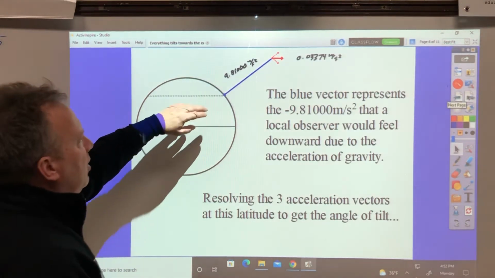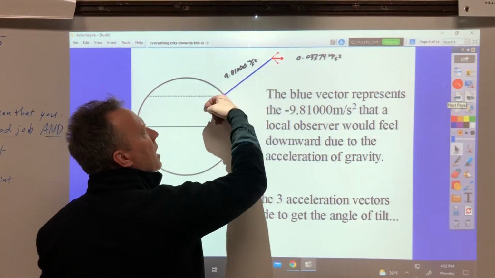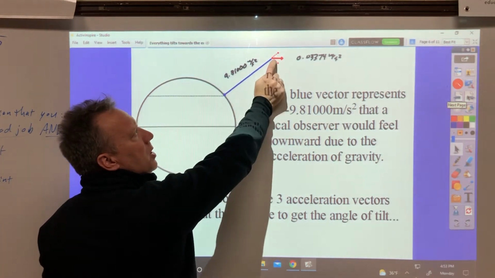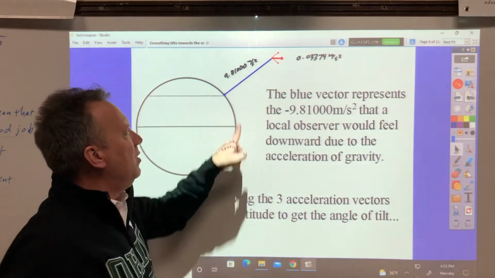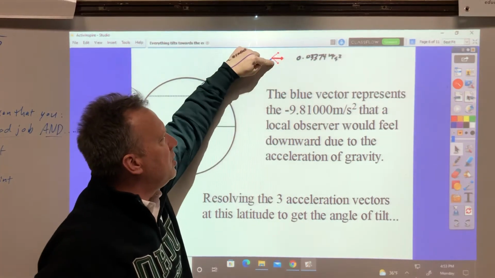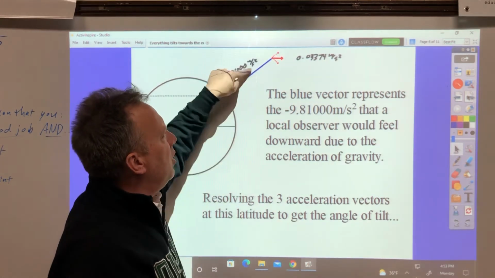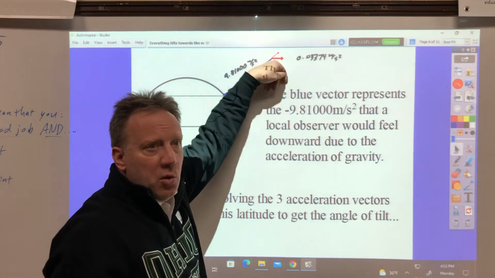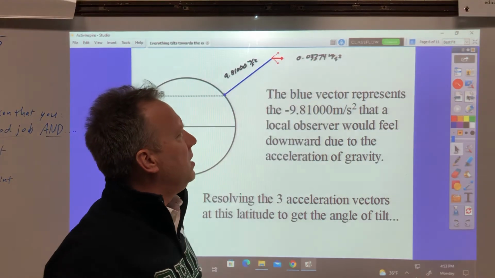Now, if you're an observer up here at the 41st parallel, you've got gravity pulling you directly towards the center of the Earth at 9.81 meters per second squared. But that centrifugal acceleration is out that way, and those vectors aren't in a line. So we actually have to resolve this vector into components this way and this way. If you're the observer, one of those is directly up, and the other one is towards the equator. So that's going to be our hypotenuse, 0.00374.